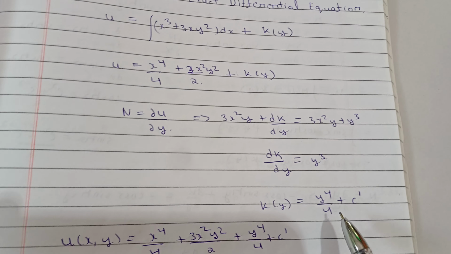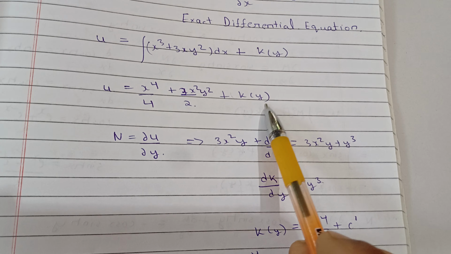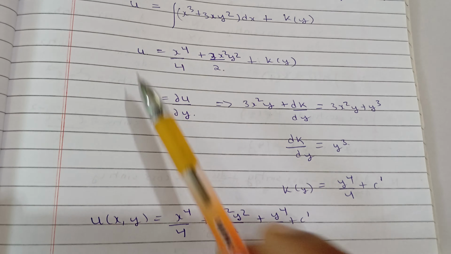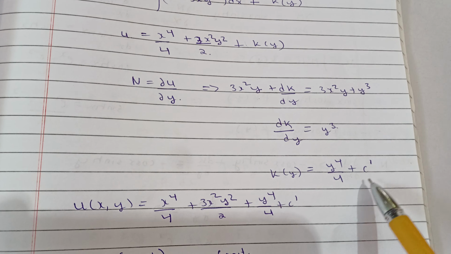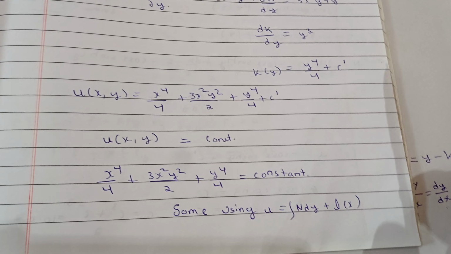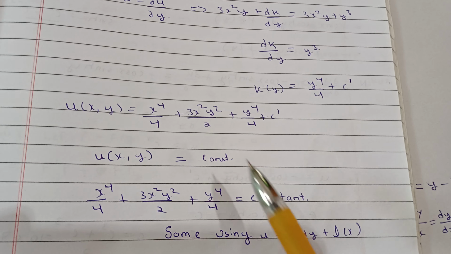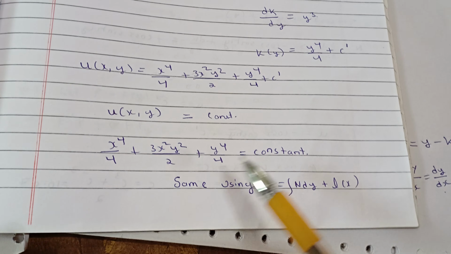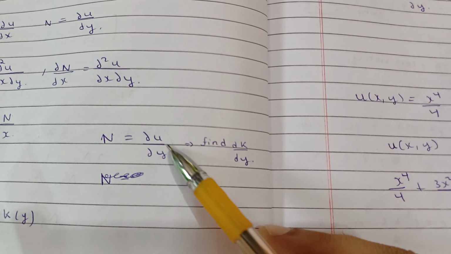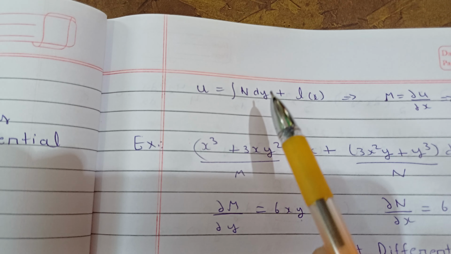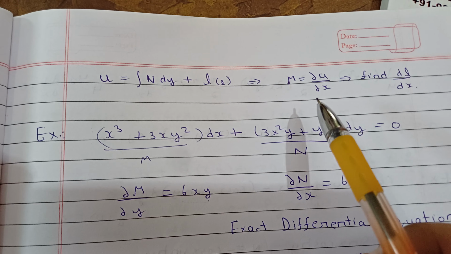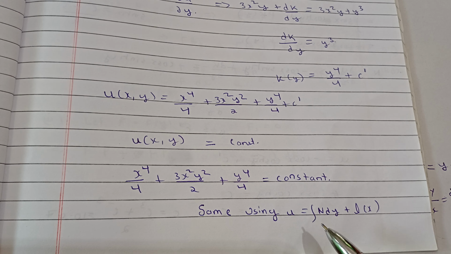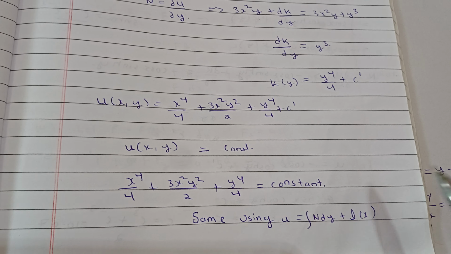So now you have ky, and you have this solution, and you don't have this ky, so you just substitute from here this ky, y4 upon 4 plus c dash. So you will get the solution u(x,y) equal to x4 by 4, this term, plus ky is this. So this is your solution, where u(x,y) is some constant, so you can take this constant also this side, and this whole term will be equal to constant. Now you will get the same solution if you start with u equal to integral of n dy plus lx, then use the m to find the lx, and you will get the same answer. Try to solve this equation with the help of this condition, you will get the same solution.